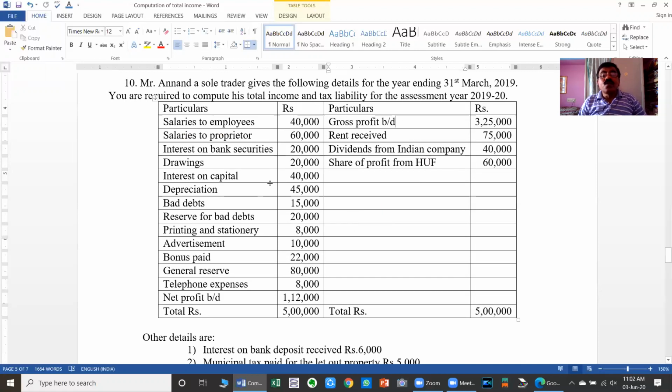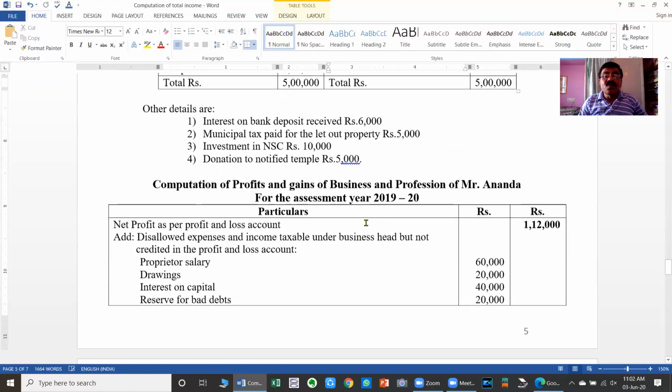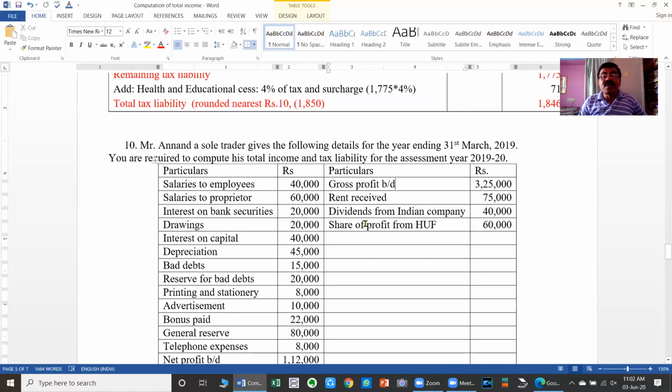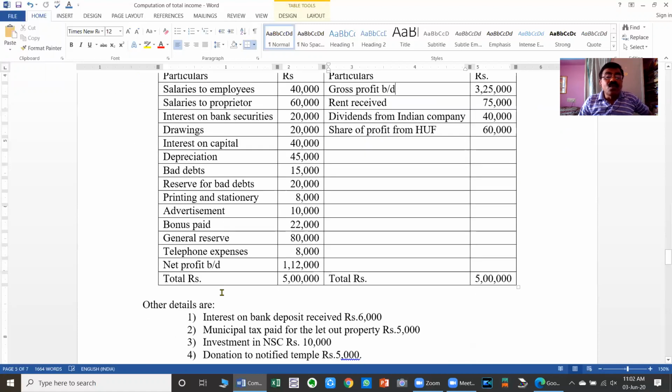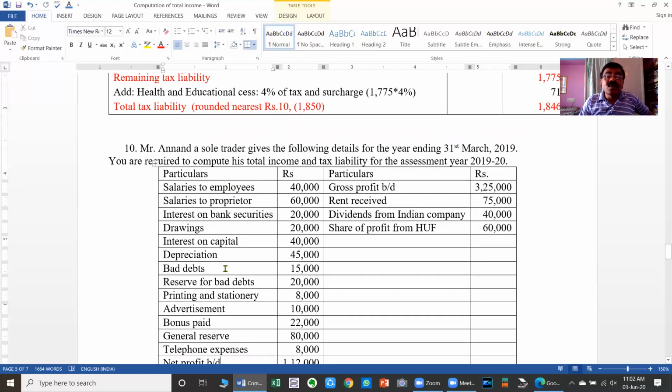So as step number one, in this case, we have to calculate the taxable income from business. The taxable income from business will be calculated under the commercial method here. That is, to the given net profit, disallowed expenses, any expenses which are shown on the debit side but not related to the business, are to be added back. So expenses which are not related to the business, which need to be added back to the net profit, are called disallowed expenses.